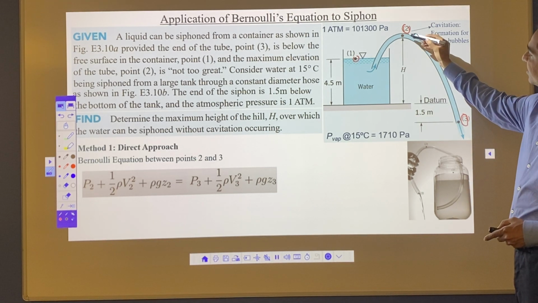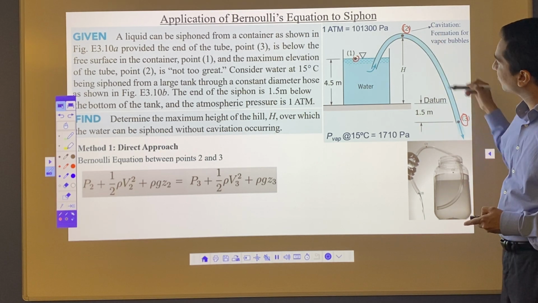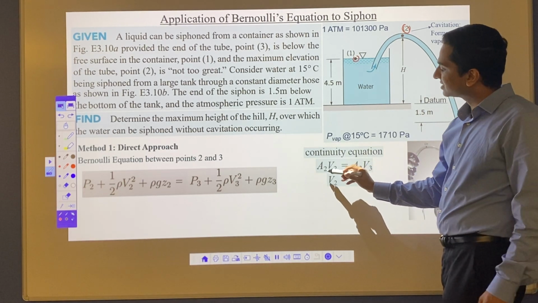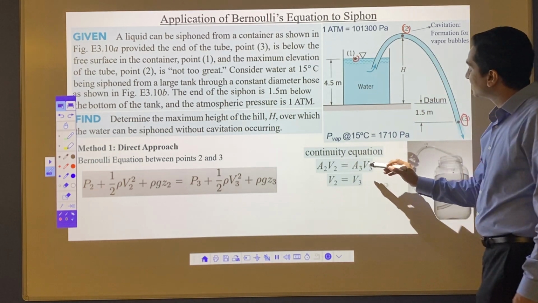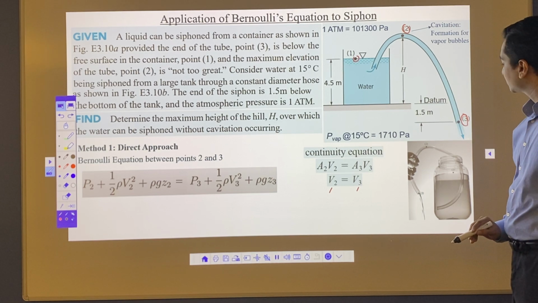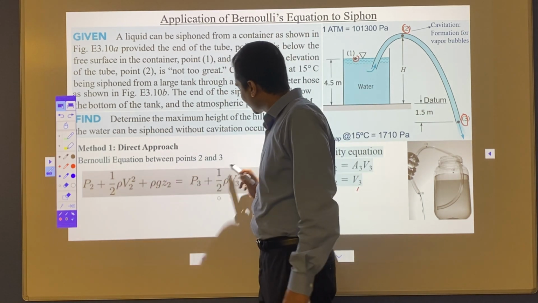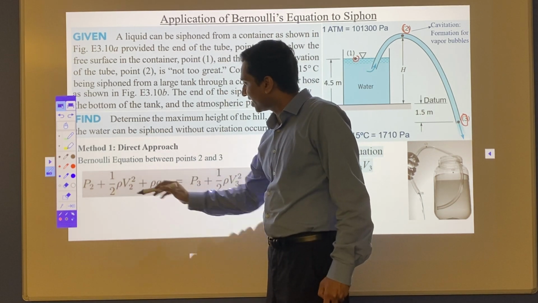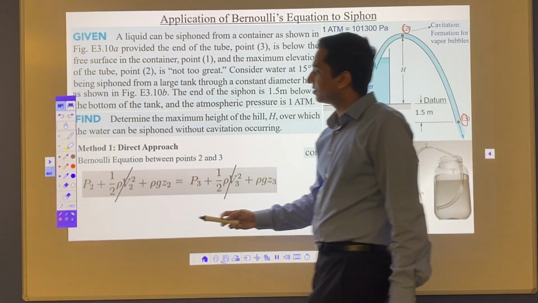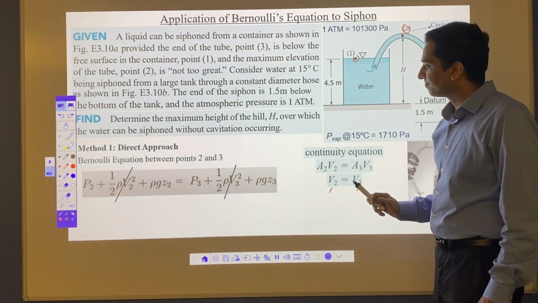And we can see that the diameter of the pipe is not changing. What does it mean? The area of cross section is the same, and if the area of cross section is the same, it means that I can apply my continuity equation. Continuity equation says that A2 V2 is equal to A3 V3. It means that as area is the same, V2 is going to be equal to V3. So I can cancel V2 and V3 out of my equation, and now I have 4 terms: P2, rho g Z2, P3 and rho g Z3.